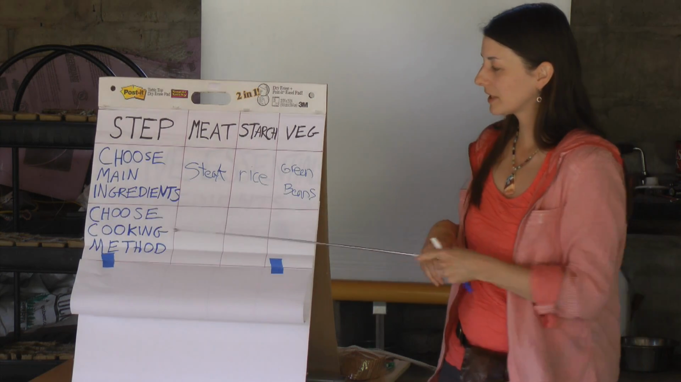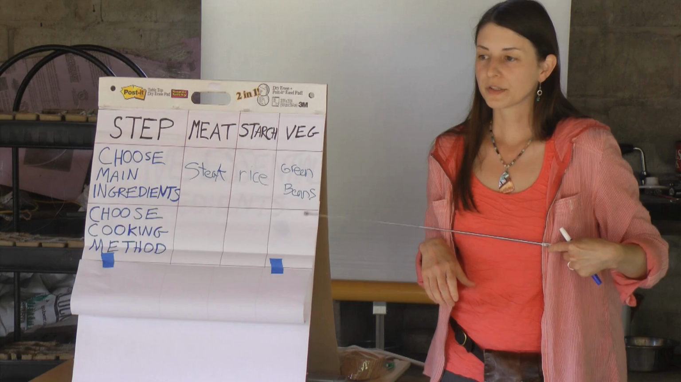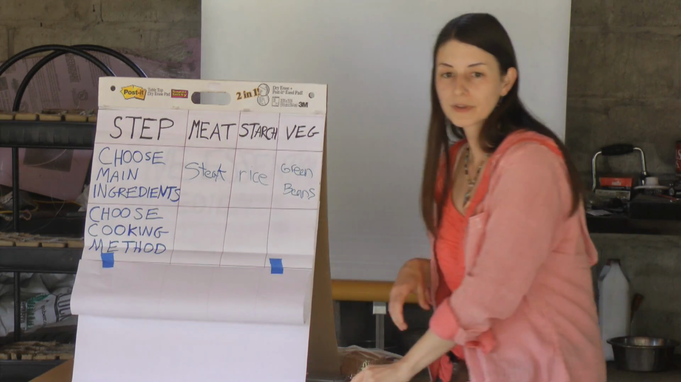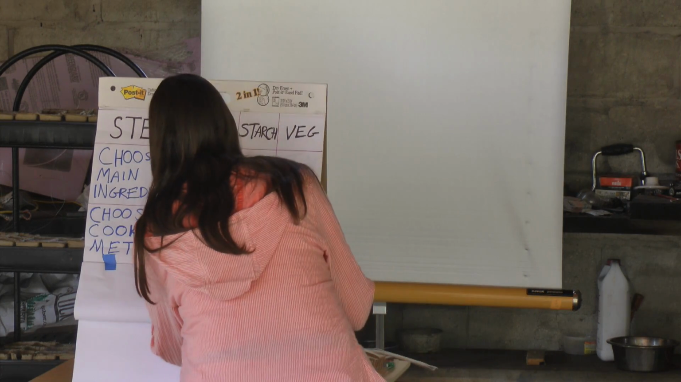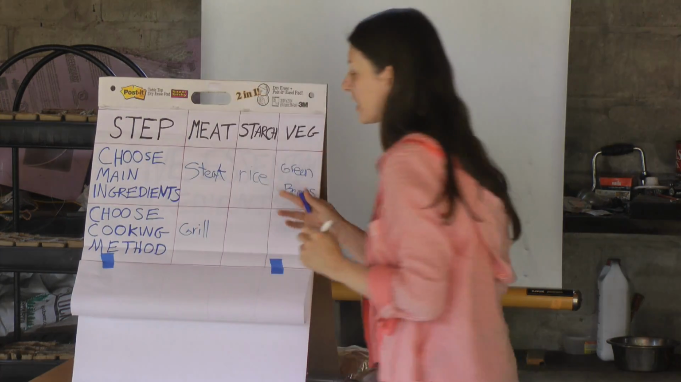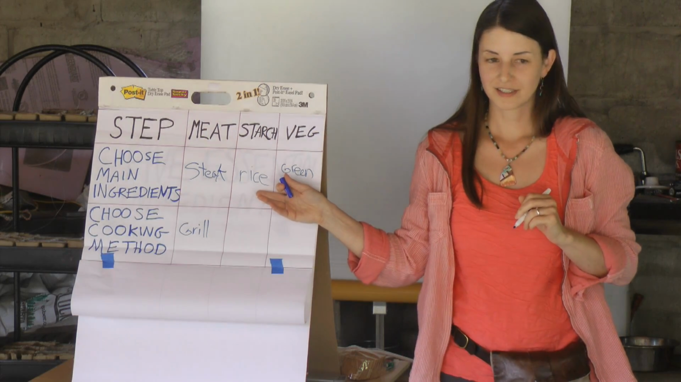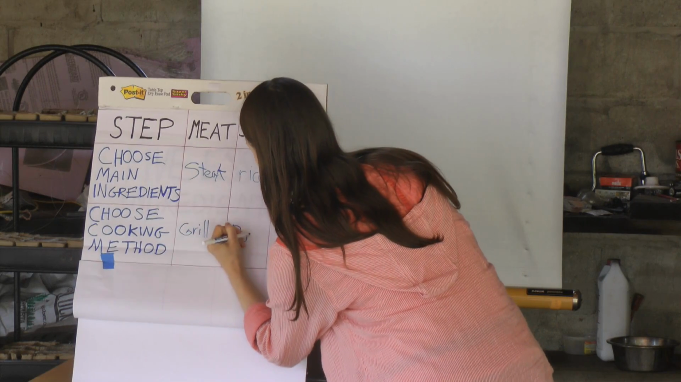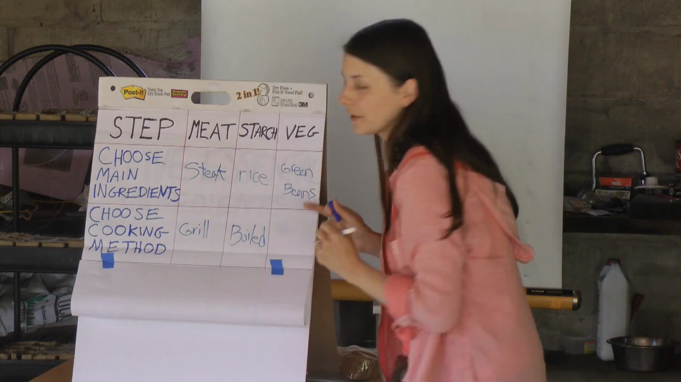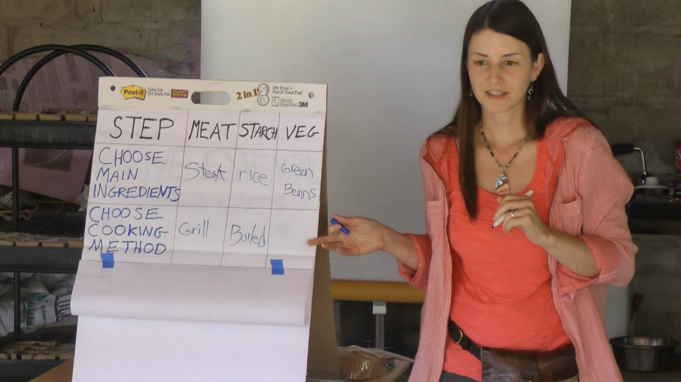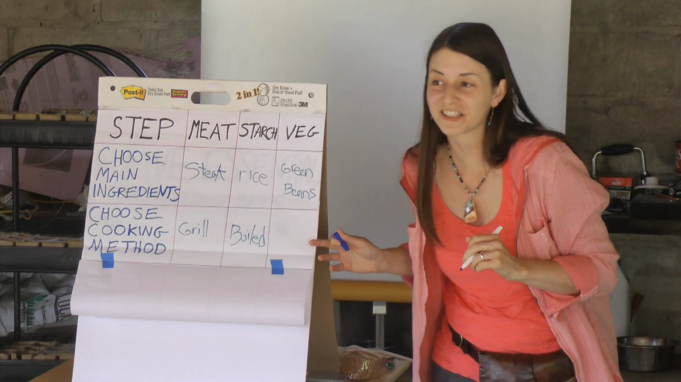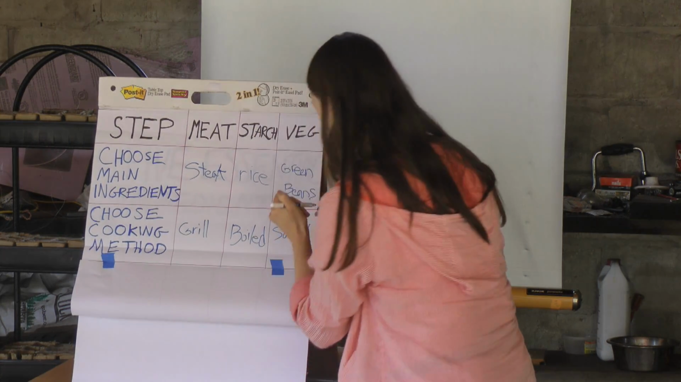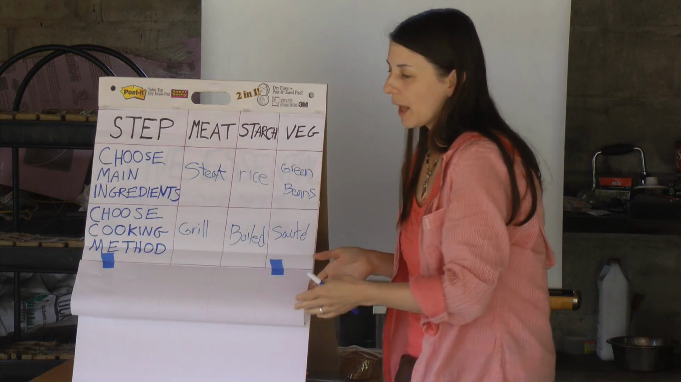So we've got our main ingredients, so let's talk about cooking methods. How are you going to cook the steak? Grill it. Grill? Okay. How are we going to cook the rice? Boiling it in water. Boiled, okay. What about the green beans? Saute. Saute? Okay. So that's the next level of detail.